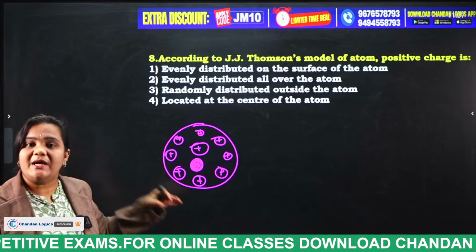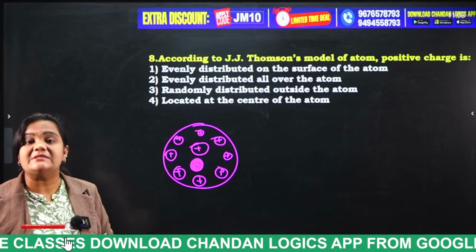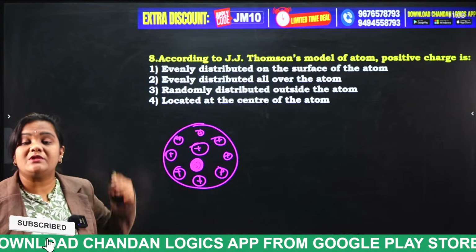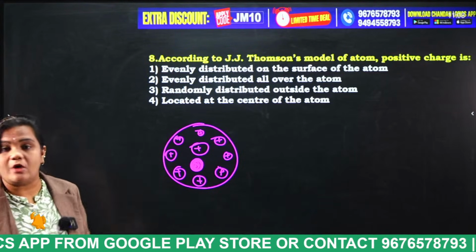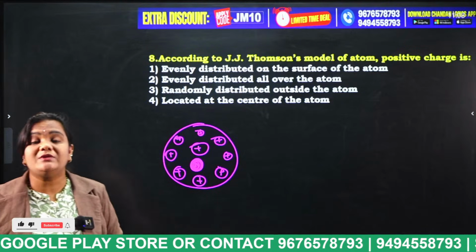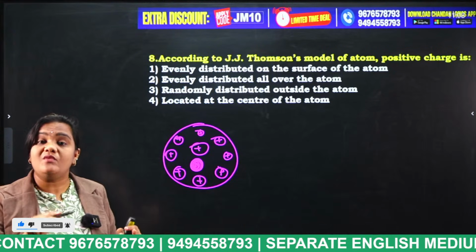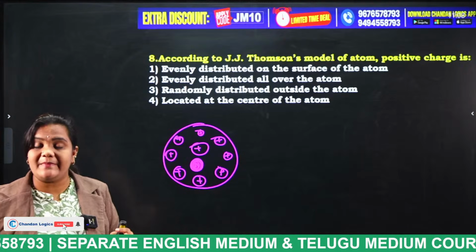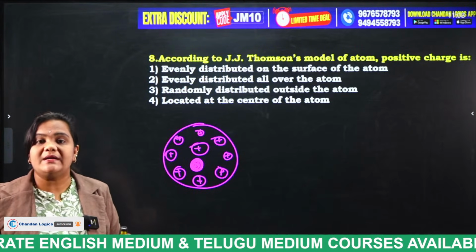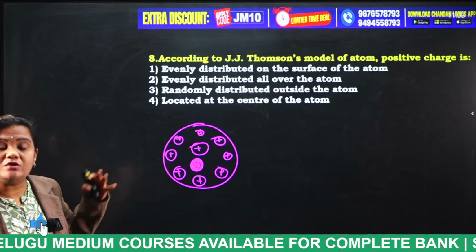Okay, the positively charged particles appear like the seeds in a watermelon. So this model was given by whom? This model was given by J.J. Thomson. And Rutherford, you all know who Rutherford is. Actually, the proton was discovered by Goldstein, and the name of the proton was given by whom, students? Rutherford. Rutherford also proposed a model, and that model is known as what, students?